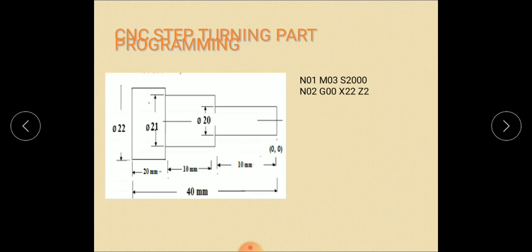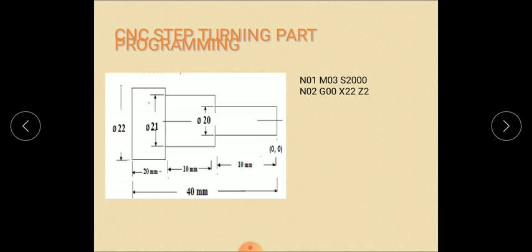One thing you should keep in mind: anything which moves in this direction is considered the positive X axis, and the reverse direction is the negative. So from this direction it is positive, and in the reverse direction it is negative. So X22 and Z2, where Z represents the feed, that is the depth of the cut.